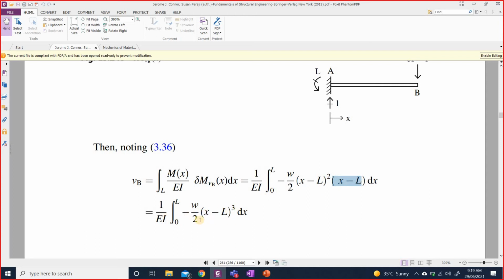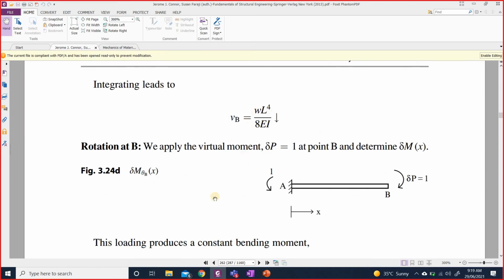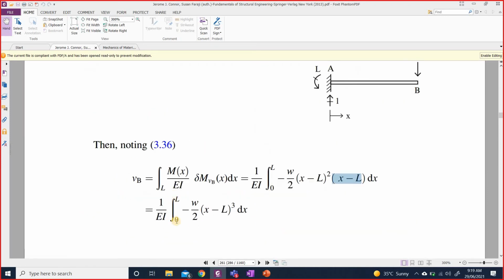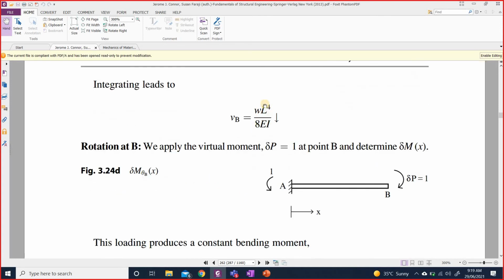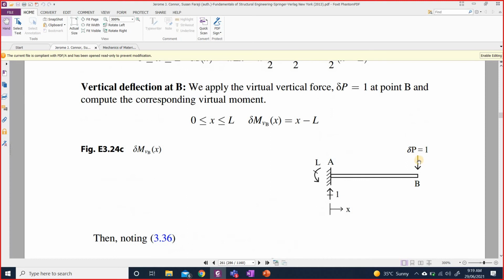and then you can easily integrate this. Minus w by 2, this can also be taken out as a common factor, and then you can perform the integration the way you like, and then by applying the boundary conditions, the limits from 0 to L, you will be able to calculate this. Now you would end up with a positive sign, and that positive sign would mean, this is important, that this deflection at B is in the same direction as this unit virtual load.